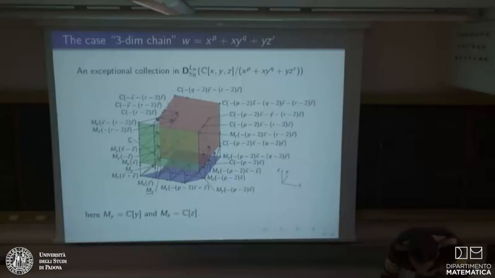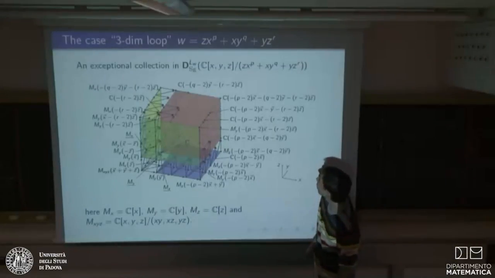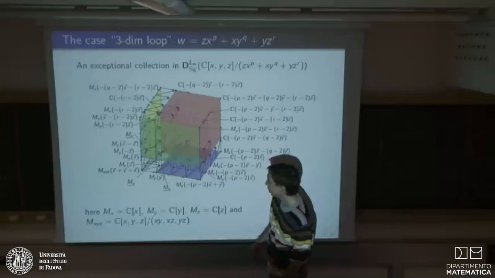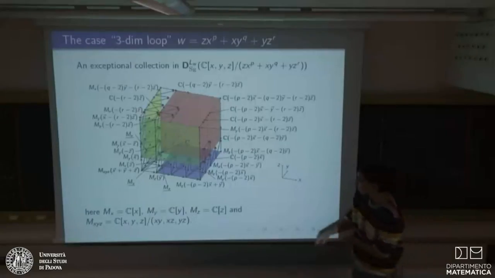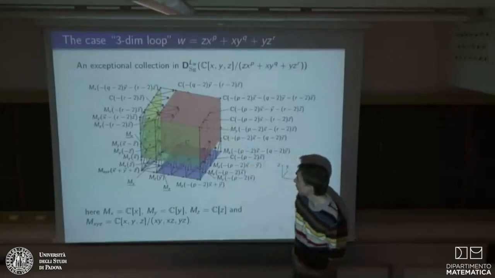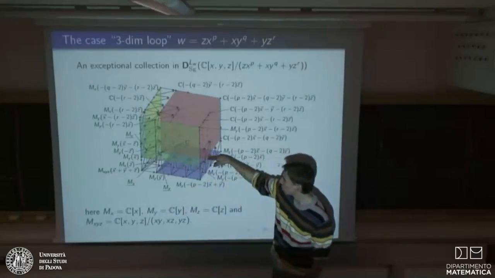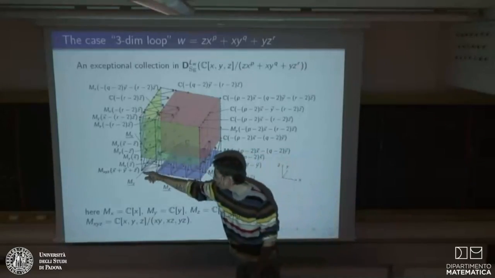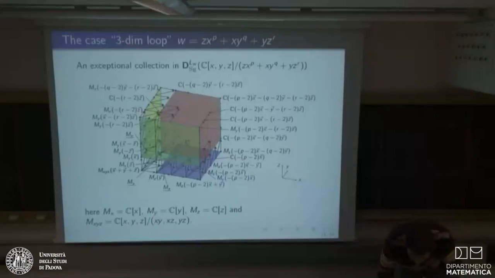Okay. And the loop type potential also looks similar, but there are also some other modules defined, and they also participate in our collection. So this is half cyclic symmetry, this picture. So this red cube is still C, and then we have m_y, m_x, m_z. The green part is m_y, and here we have the yellow part, which is m_x, and also we have an object which is a shift of m_x,yz. Okay.